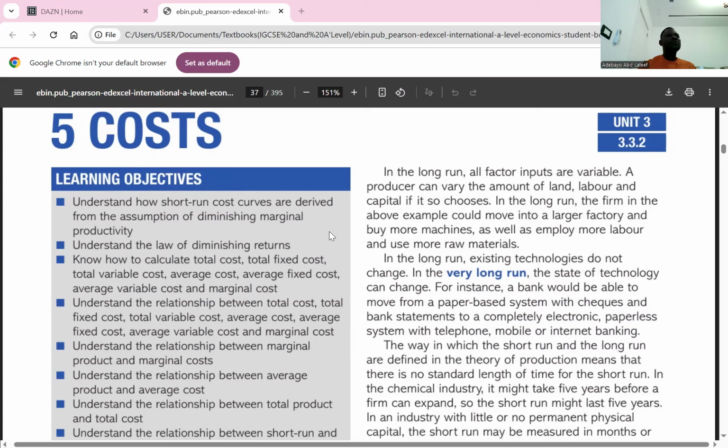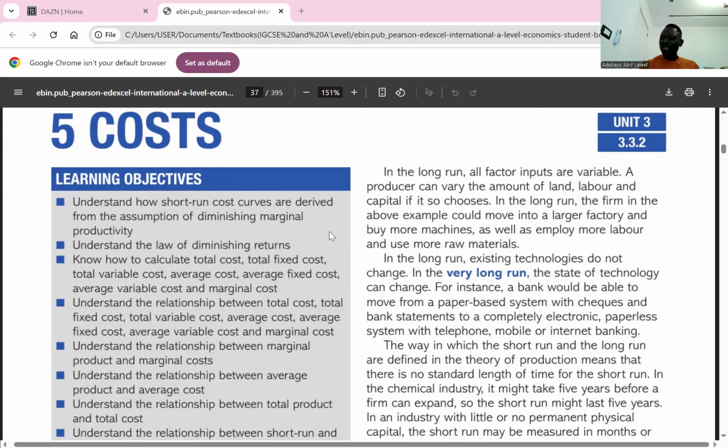Why? Because of all the factor inputs we use, at least one of them will be what? Fixed. That means we cannot change it. Maybe land, equipment, machinery, we cannot change them in the short run. Yes, maybe you could employ more workers. Maybe you could order more raw materials. But equipment, machines, land are not things you can change in the short run.